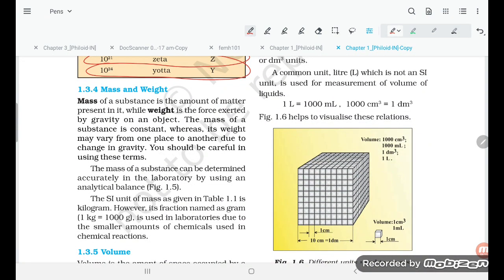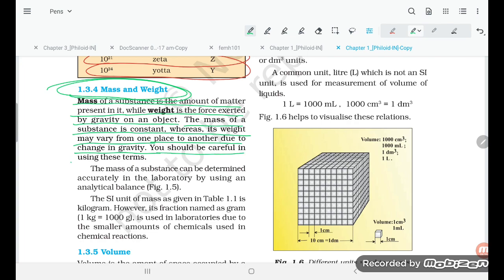Let's try to understand mass and weight. Okay, student, mass and weight. Mass of a substance is the amount of matter present in it, while weight is the force exerted by gravity on an object. The mass of a substance is constant, whereas its weight may vary from one place to another due to the change in gravity.